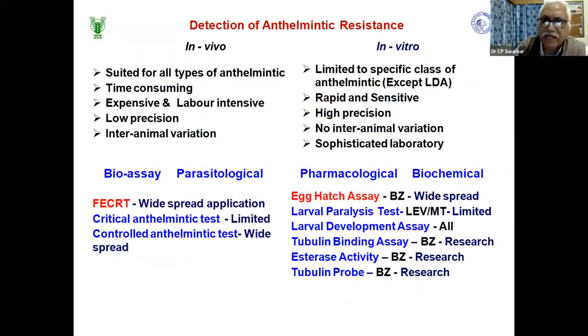Regarding detection, academically there are different types of in vivo as well as in vitro tests. But at field level, the fecal egg count reduction test, FECRT, at district level or in the district laboratory, both the tests, in vivo as well as in vitro, the egg hatch test and FECRT, can be used by everyone. It is a very simple test. We can use these two tests to determine the anthelmintic efficacy.